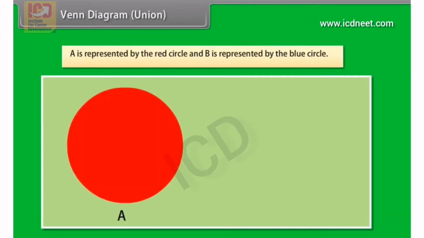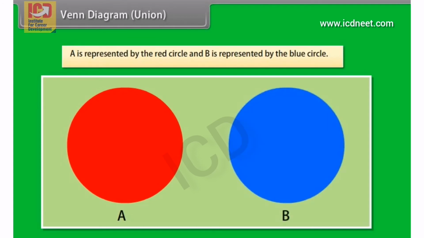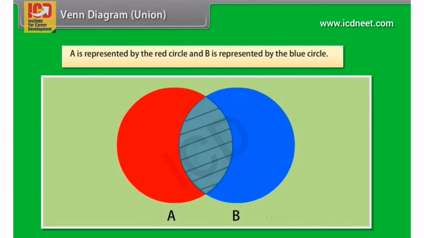Venn diagram, union. A is represented by the red circle and B is represented by the blue circle. The union consists of all points which are colored red or blue or yellow.